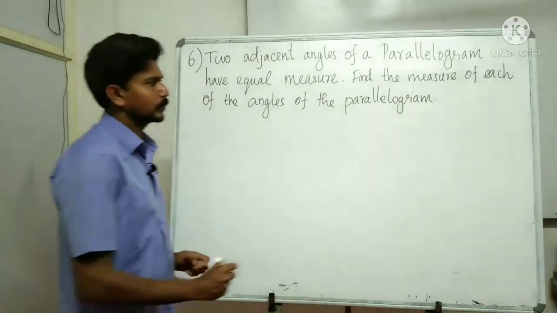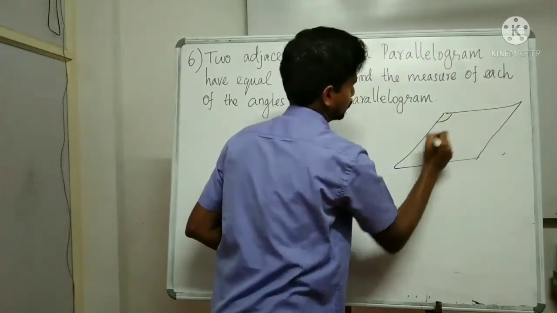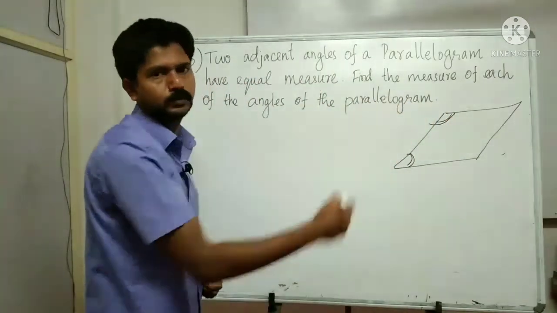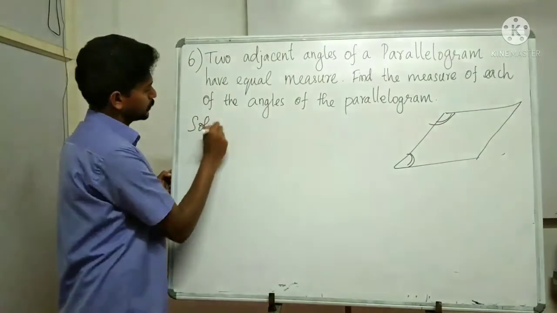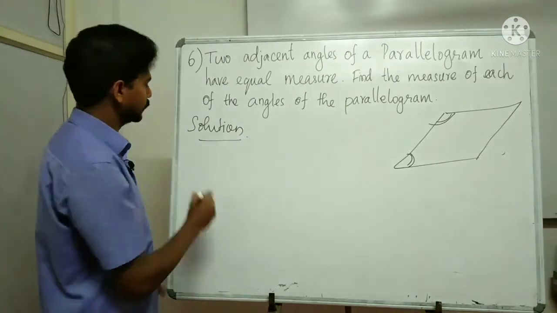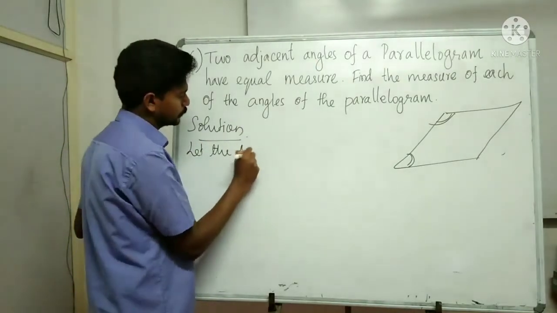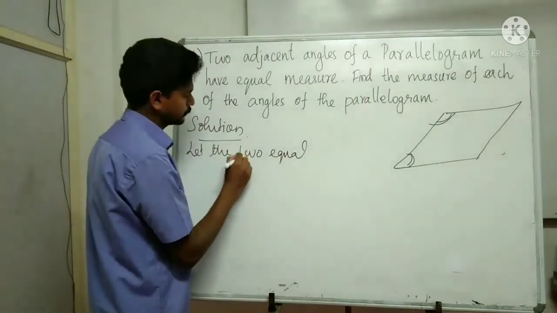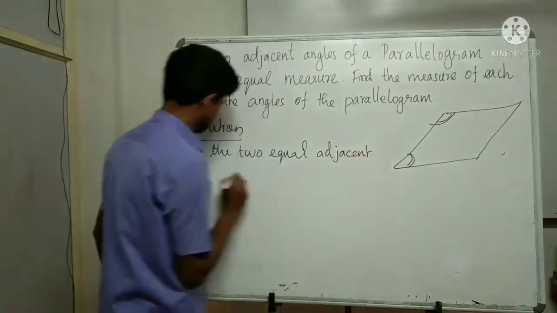In the parallelogram they have given that two of its adjacent angles are equal. That is why we can write the two arcs there. So how to find it? It is given that two adjacent angles are equal, so let the two equal adjacent angles be x.